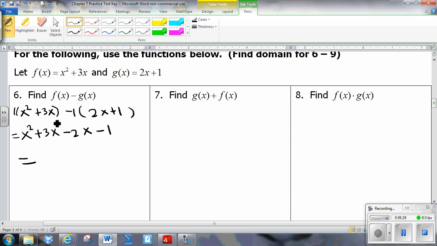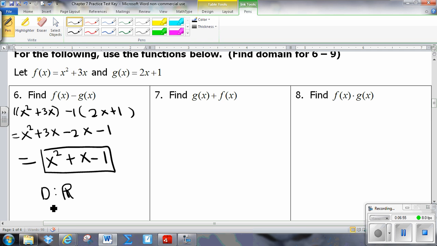Now that we have them out of the parentheses, we can combine like terms. x squared is just x squared. 3x minus 2x is a positive x, plus x and a minus 1. And that's it on there. Okay, so it says find domain. Since there are no even roots and there's nothing dividing, our domain is basically just all real numbers. So double line through that. That's part of your answer too.